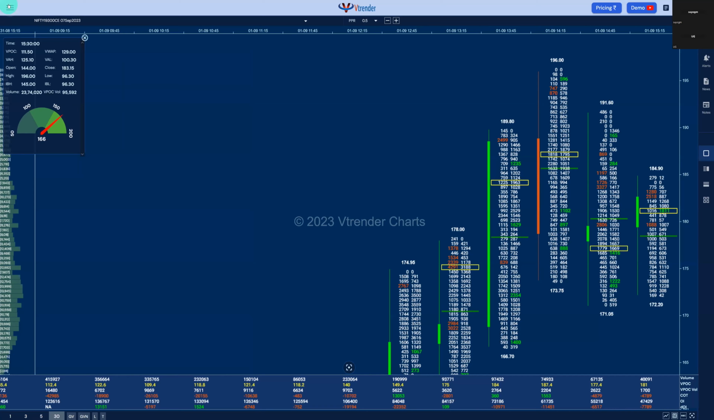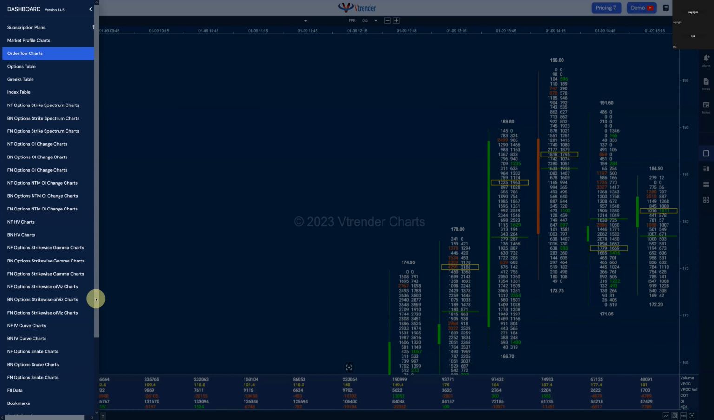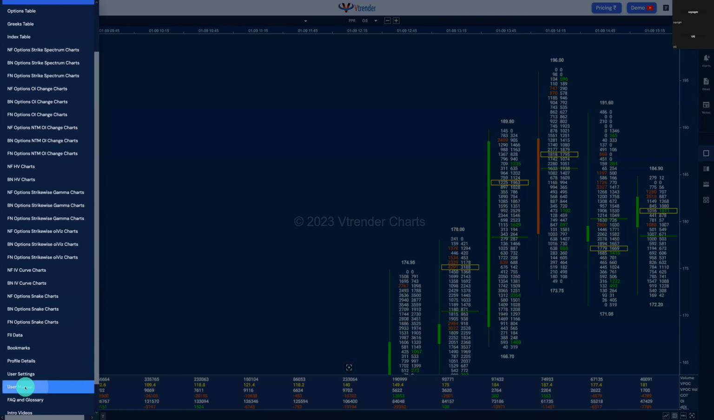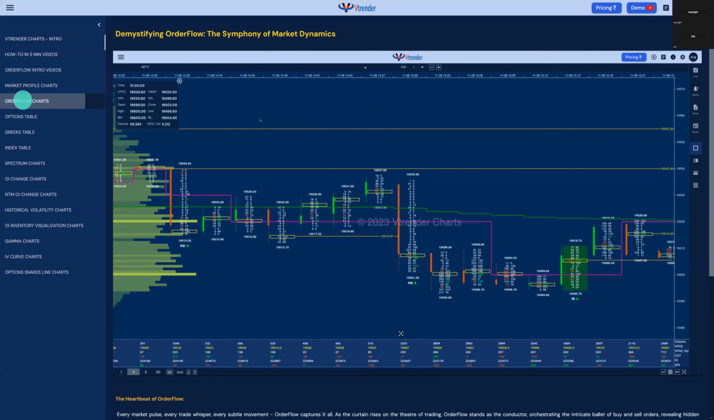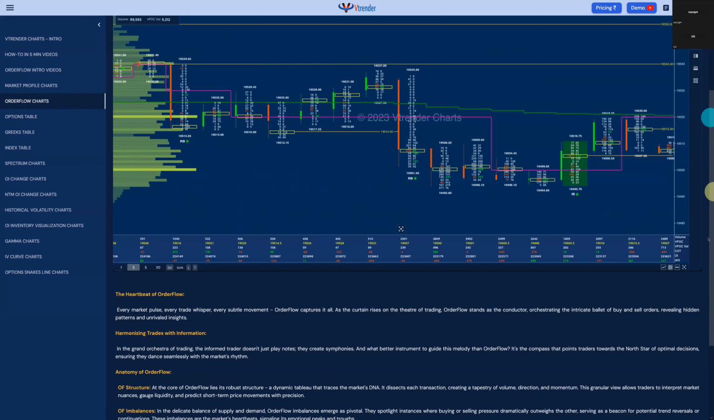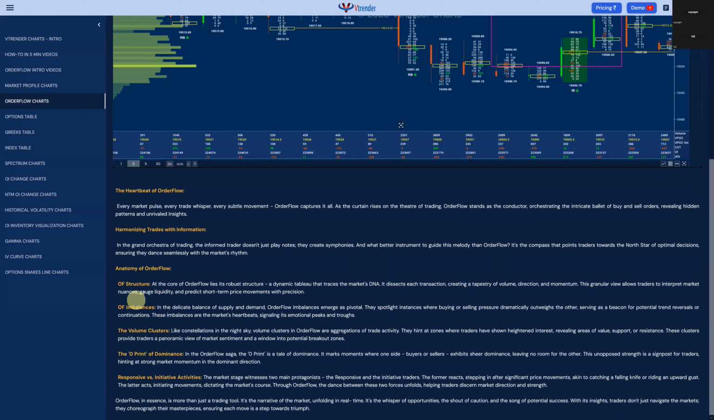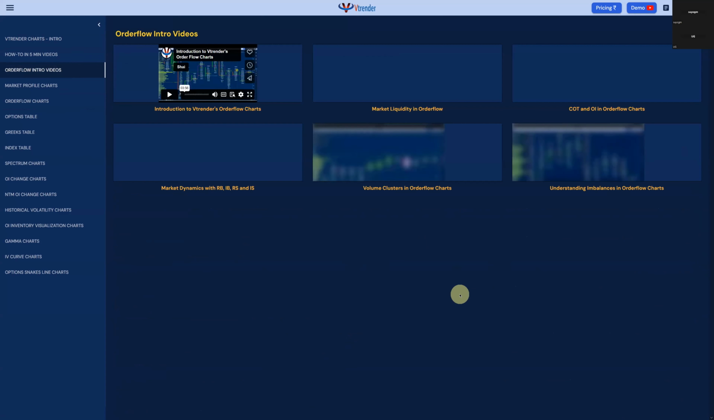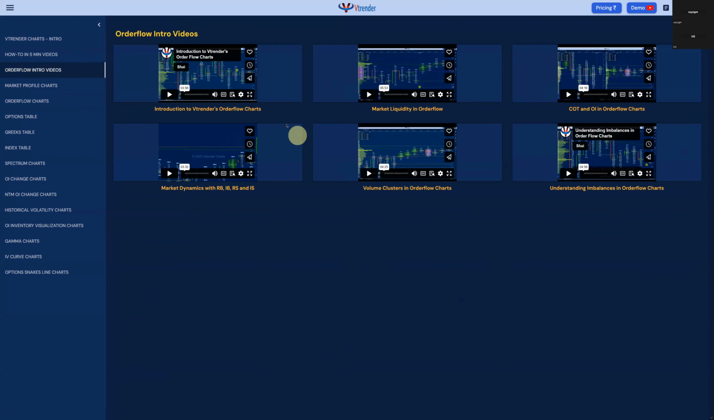So the way we look at order flow is it's not just numbers on a chart. We look at order flow as a sum of 5 different parts. So the structure, the imbalances, the clusters, the zero prints, the responsive and the initiative buyers. This is what is the entire order flow for you. And we've tried to cover these aspects of order flow in this particular screen over here, in these videos over here. Short videos, not more than about 4 or 5 minutes each, but they are designed to talk to you about what is order flow.